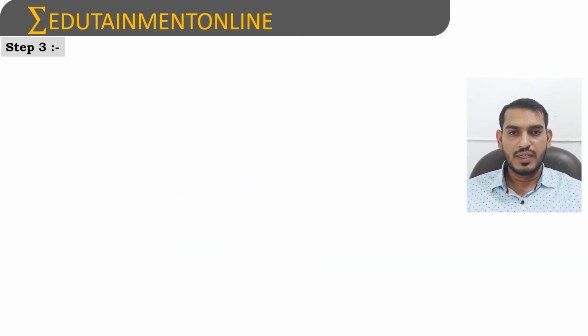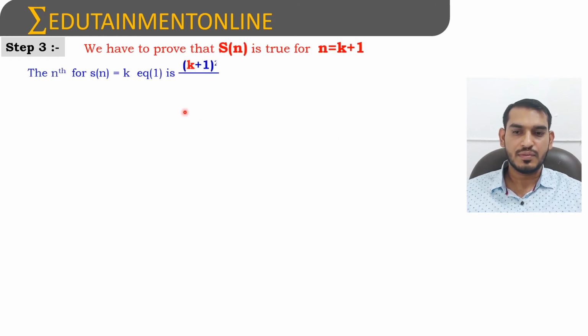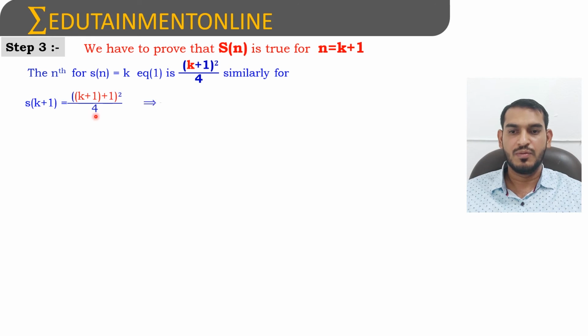Now we have to prove that the statement is true for n equals k plus 1. For that we have to add the k plus 1th term on both sides. So we will find the k plus 1th term on the left side. The kth term is k plus 1 whole square by 4. The k plus 1th term will be k plus 1 plus 1 whole square by 4, which is k plus 2 whole square by 4.